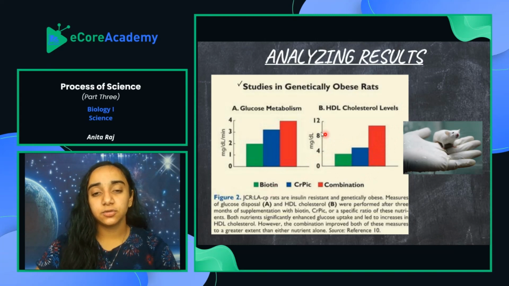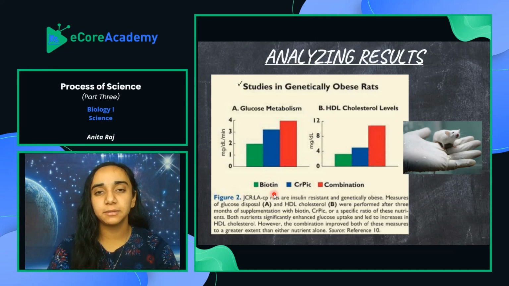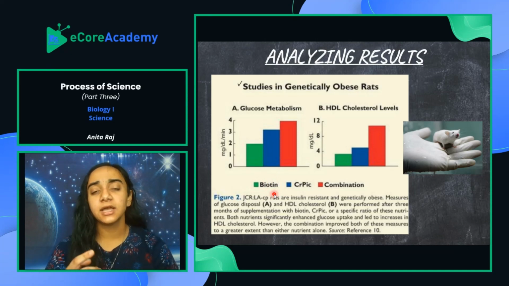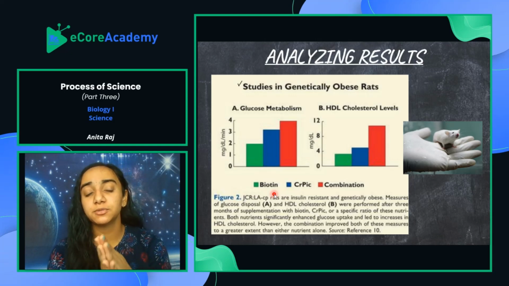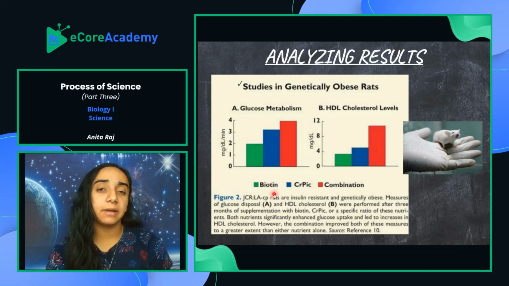If you look down, like I said, this graph talks about glucose metabolism. This one talks about HDL cholesterol. Down here you see biotin. Biotin is a type of vitamin B, and it helps a lot with the growth of your hair, skin, and nails. It also helps your body convert nutrients into usable energy like ATP. Some of you might even take biotin vitamins like those gummies. So that's what biotin is.